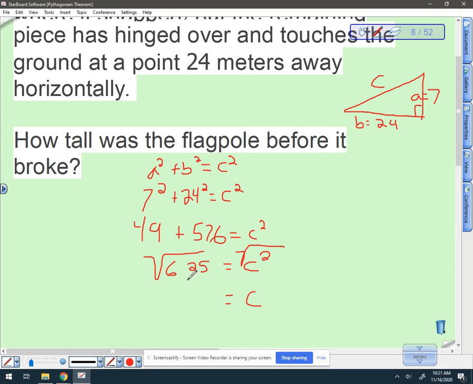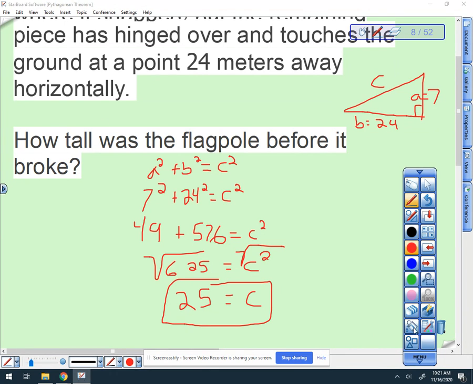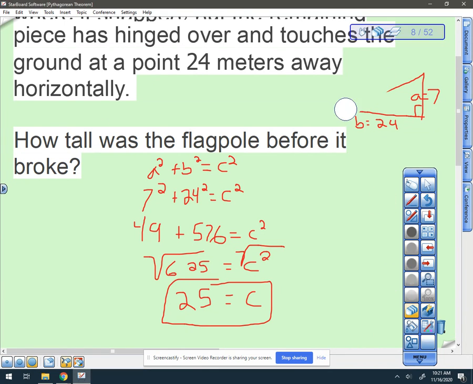What times what is 625? 25. So what's this broken piece of the flagpole? It's 25. So the missing side's 25. Then if you wanted to answer this question, how tall was the flagpole before it broke? Well, if 7 feet is sticking out of the ground and 25 feet broke and fell over, then you would just add 25 and 7 to answer this. But just for right now, all I'm really worried about is can you find the missing side? And the missing side would be 25.